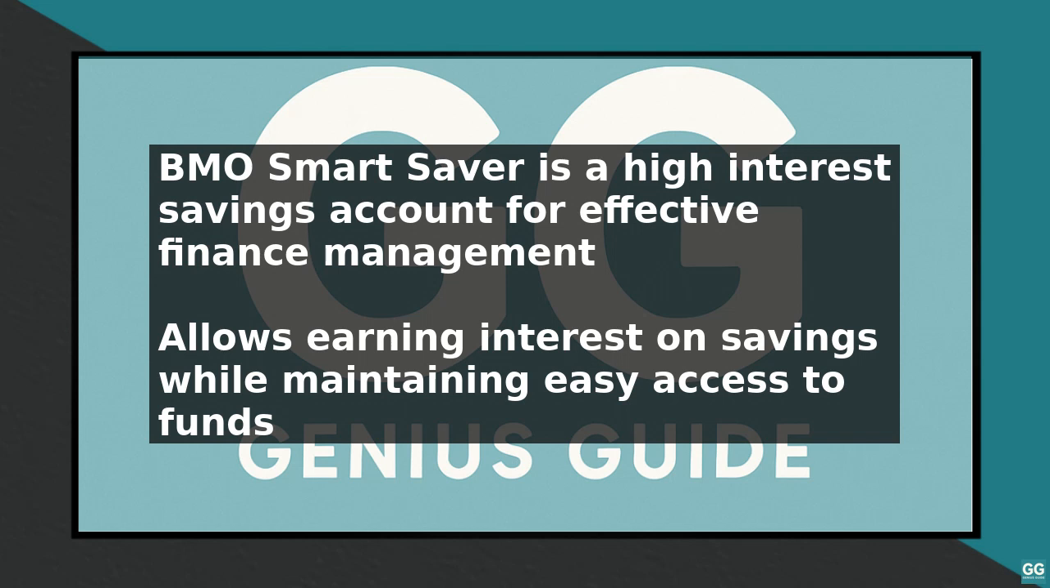To get started, you will need to open a BMO Smart Saver account, which can be done online or in person at a BMO branch. Once your account is open, you can set up automatic transfers from your primary checking account to your Smart Saver account, allowing you to save a fixed amount regularly.